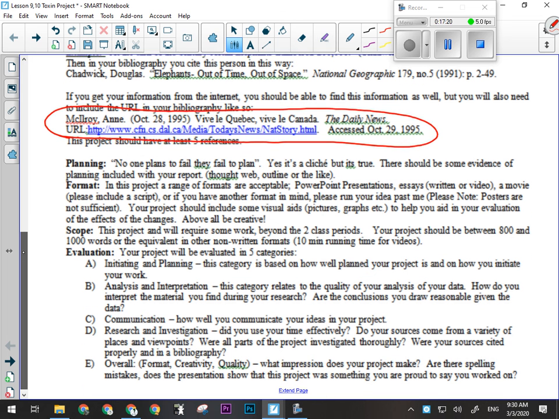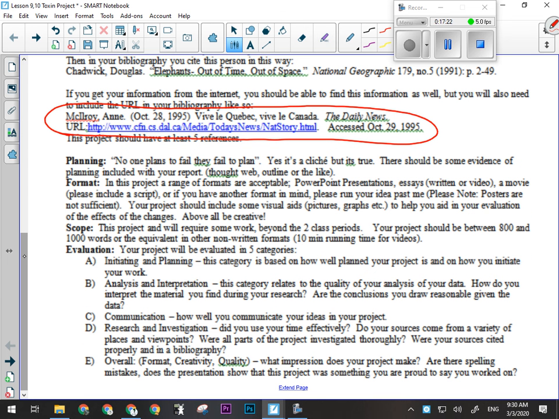All right, so the format of this: there's a wide range of formats that I'll accept. PowerPoint presentations or Google Slides; you'll see I included one there for you. You can have an essay, that's fine as well. You could do a movie, but boy, it's a lot of work for this amount of marks, I wouldn't. If you have another format in mind, run it past me, but posters are not going to do the job.